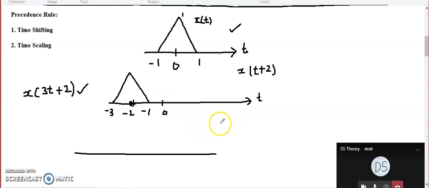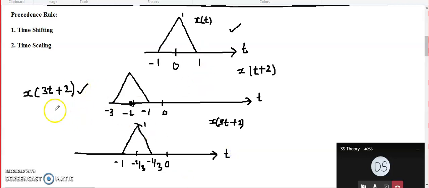Time shifting first, then time scaling. This means we have to multiply it with 3, time scaling. It means that the time axis has to compress by a factor of 3. So it has to compress. This means this should be 1, this should be 2 by 3, this should be 1 by 3. So it will be like this. This should be minus 1 by 3, this should be minus 2 by 3, and this should be minus 1, and this should be 1, something like this. So this is x of 3t plus 2.